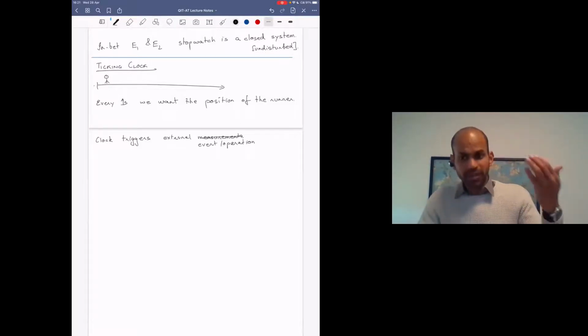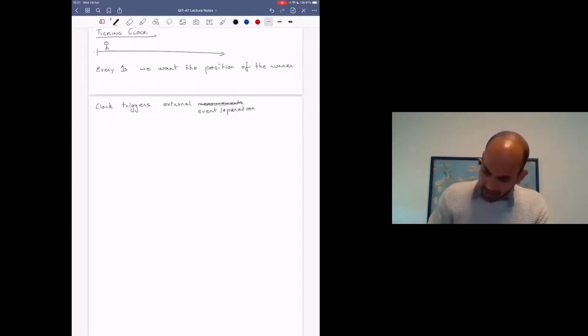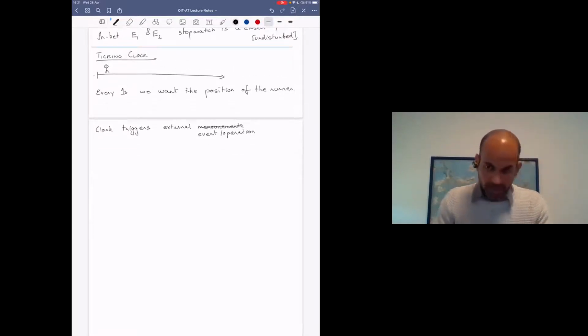In the case of a stopwatch, an event triggered a measurement of the clock. Here, the clock has to actually trigger the external event. So now the question is, how is it possible for a system to do so?